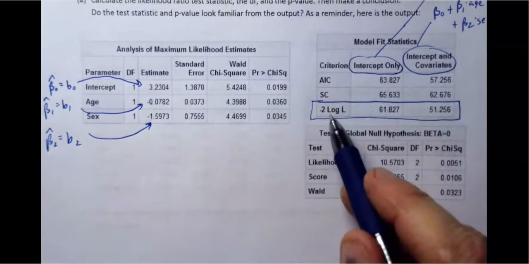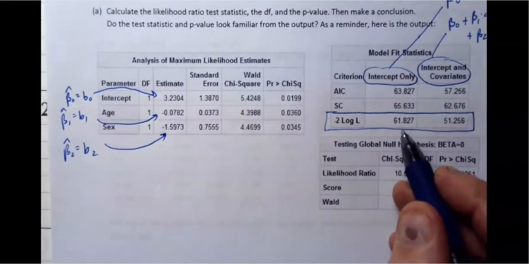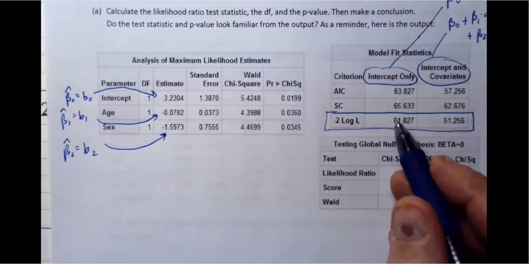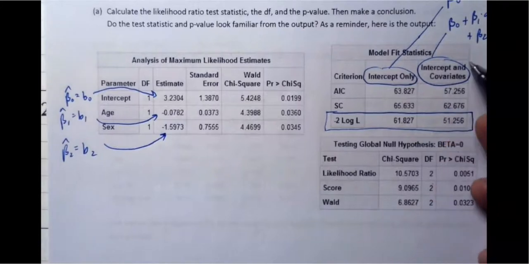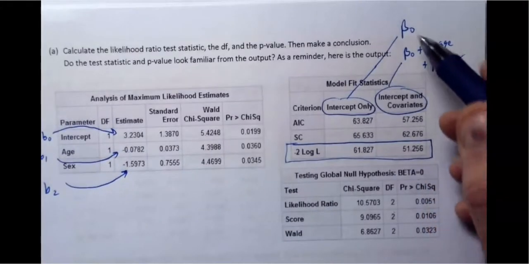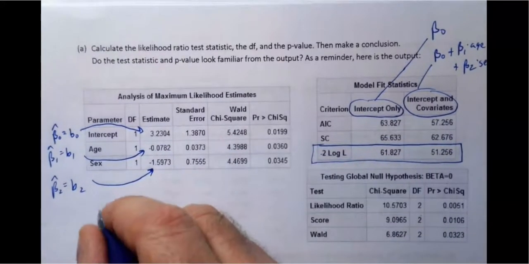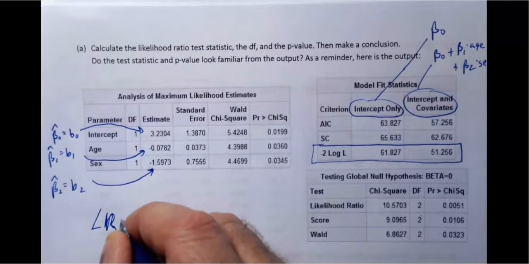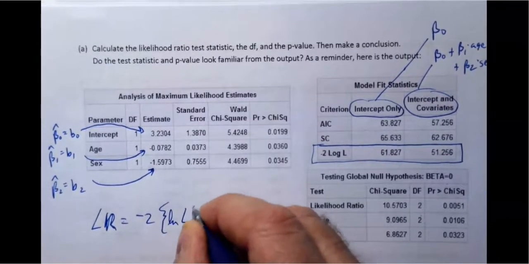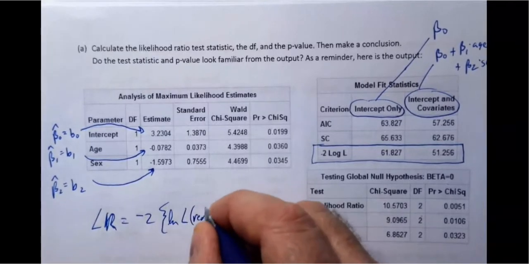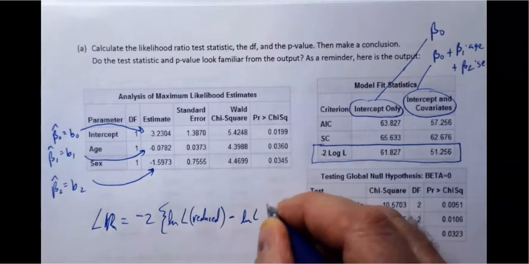Okay. Here's -2 times the log likelihood for the reduced model, which has the intercept only. The full model has the intercept and the other beta terms, right? I can get to the reduced model by setting these two terms to 0. So the likelihood ratio statistic is equal to -2 times the log likelihood for the reduced minus the log likelihood for the full.